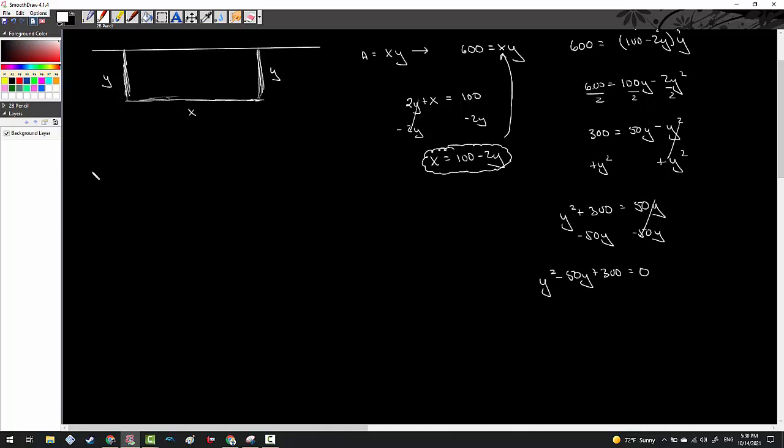From here, in the context of this problem, a would be 1. Again, that's the coefficient in front of the y squared. B would equal negative 50, that's the coefficient in front of the second term. And then C would equal 300.